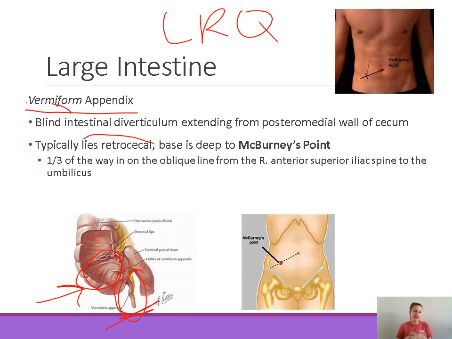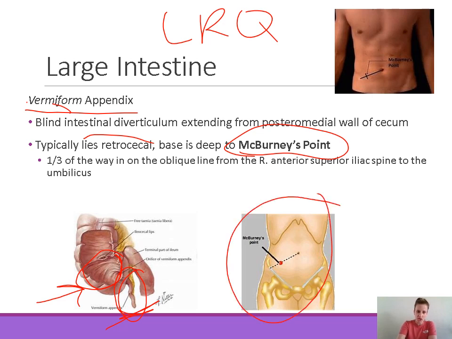When we look at the vermiform appendix, the appendix usually lies retrocecal, so it sits partially covered behind the cecum, and the base of the appendix is just deep to a point that we call McBurney's point. McBurney's point you can see illustrated in this picture. This little red dot is showing you McBurney's point.